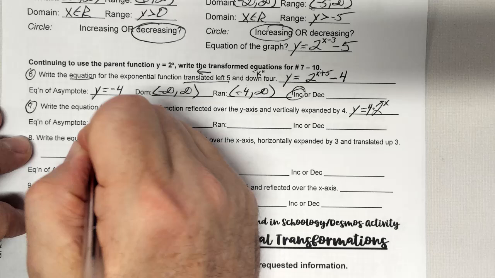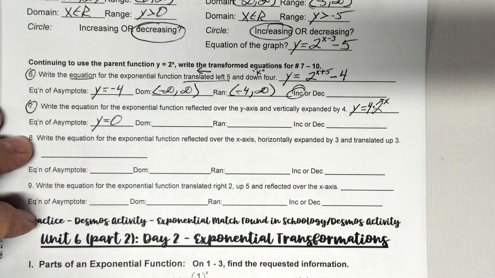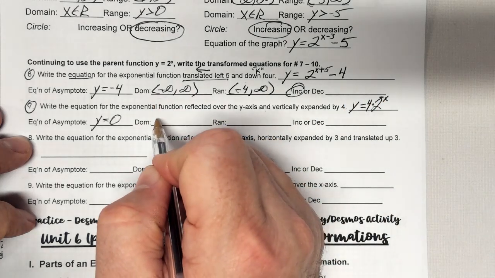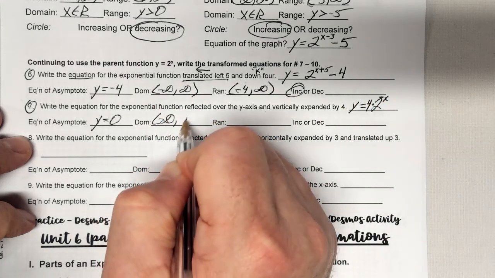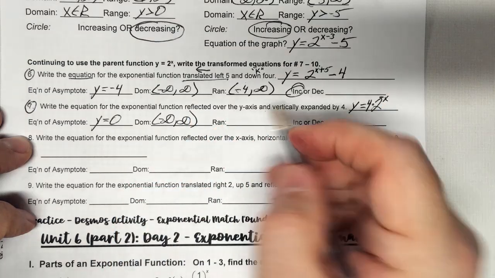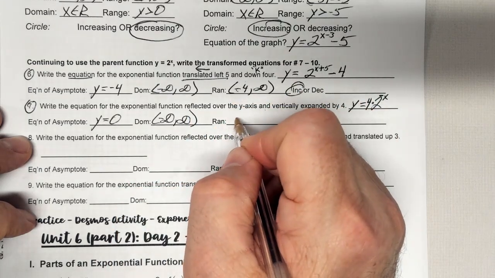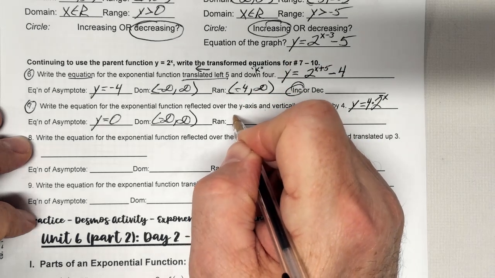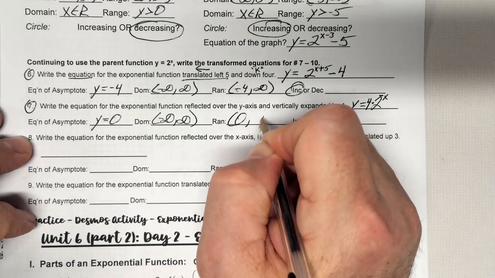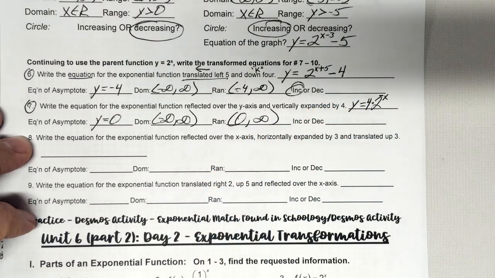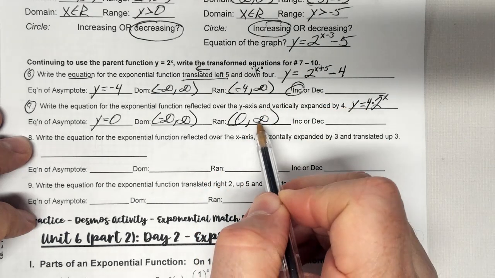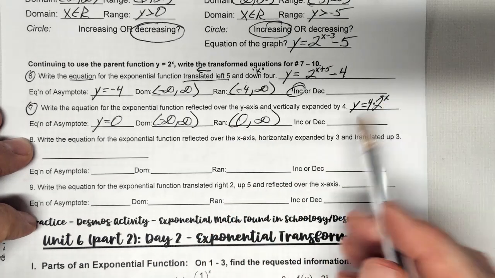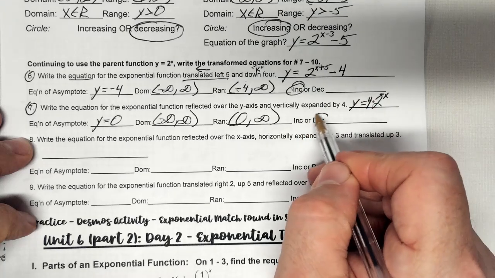So our asymptote would be y is equal to 0. Our domain is going to be, again, negative infinity to infinity. And then our range would be all y values greater than 0. So we'll just do it like this, 0 to infinity. Yeah, that's right, 0 to infinity. Okay. And then this is going to be decreasing.